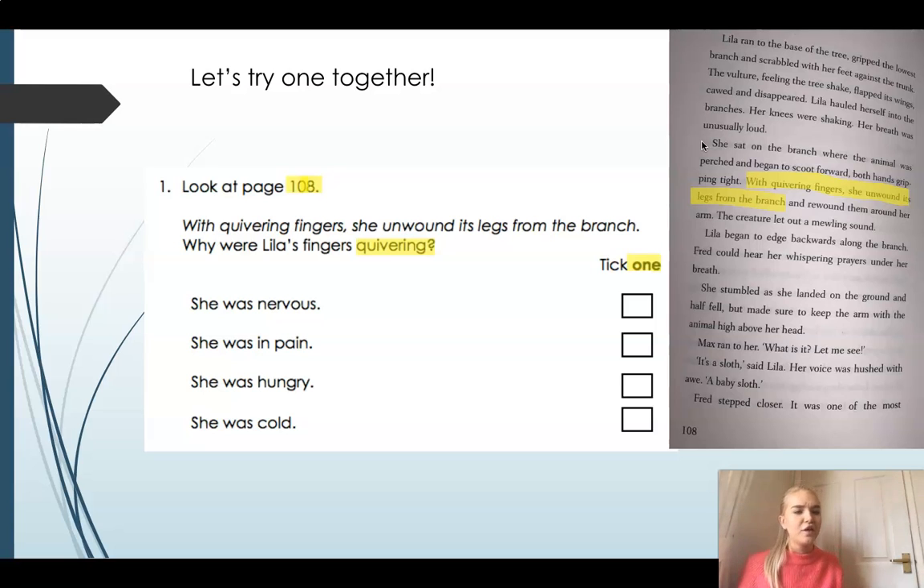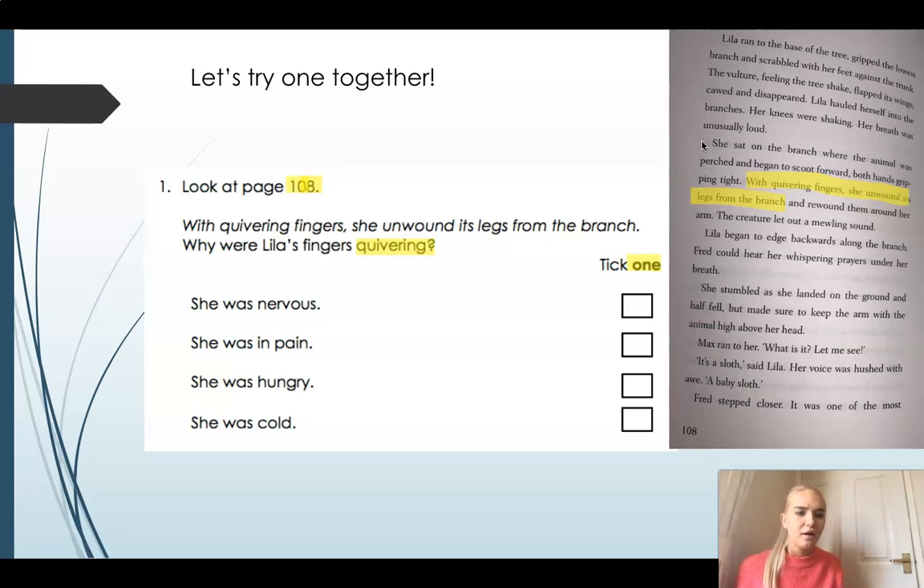Now, thinking about this, was she cold? No, she wasn't cold. She was on the branch. Nowhere in the text mentioned she was shivering, or she was cold, or she had limited clothing. Was she in pain? Was anything telling me there that she'd got hurt? No, nothing's told me she's got hurt so far.